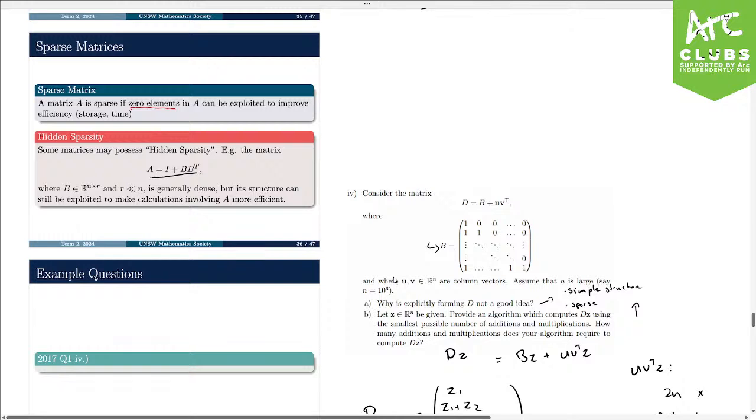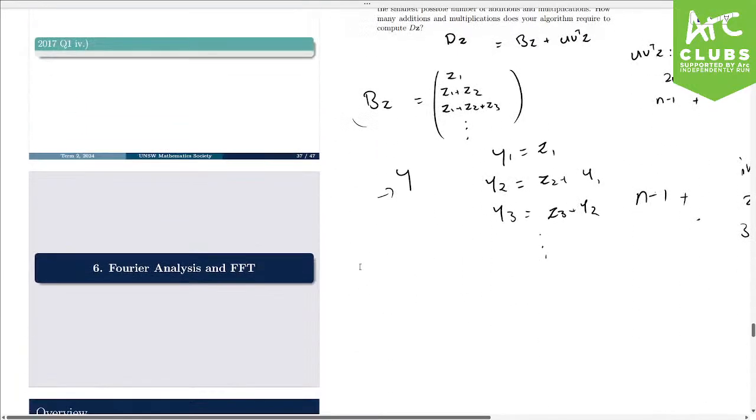So the main idea, I guess, here is to justify why explicitly forming the matrix is not a good idea, and then finding a way to exploit the matrix's structure to make computations easier.